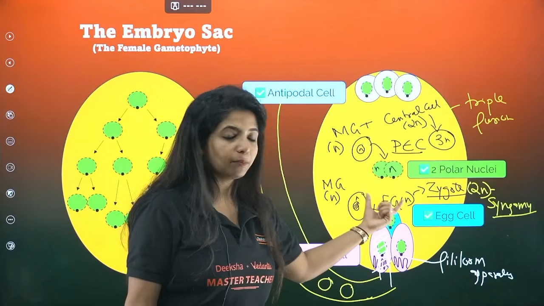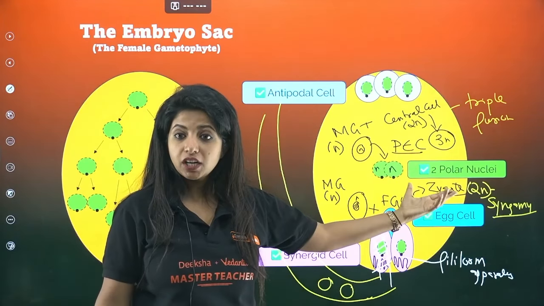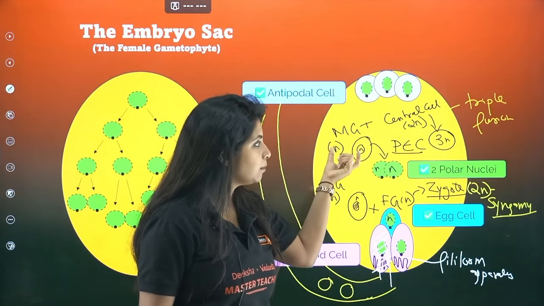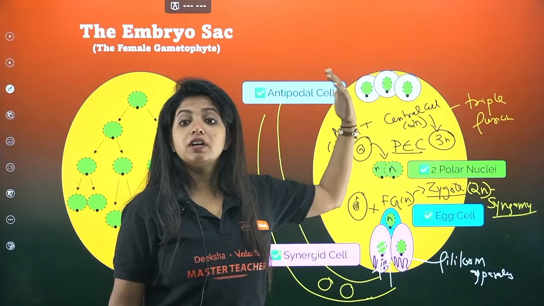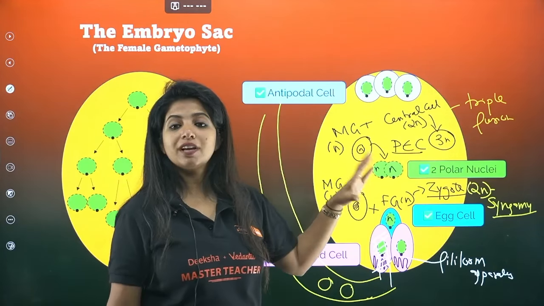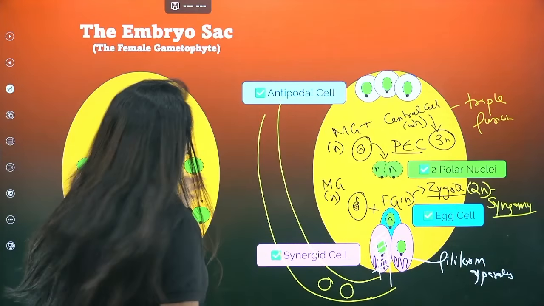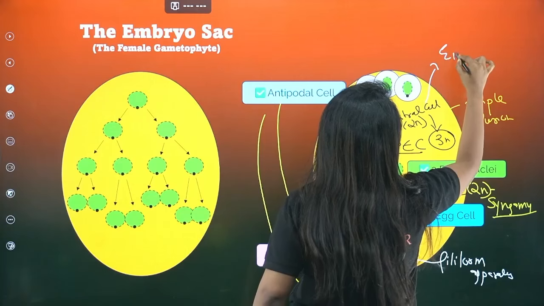So the haploid male gamete and female gamete form the zygote. It is diploid in nature, and this process is known as syngamy. Over here, the male gamete as well as the central cell, which is diploid in nature, fuse together to give a triploid structure known as the primary endosperm cell, and the nucleus will be known as the primary endosperm nucleus. This primary endosperm cell, my dear children, later will give us a tissue known as endosperm tissue.